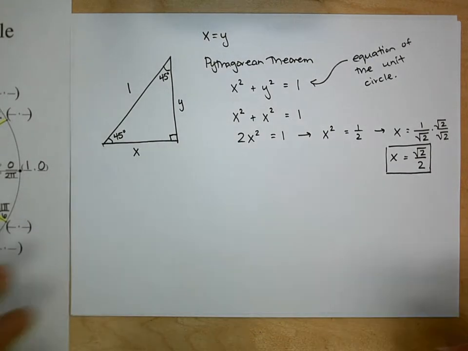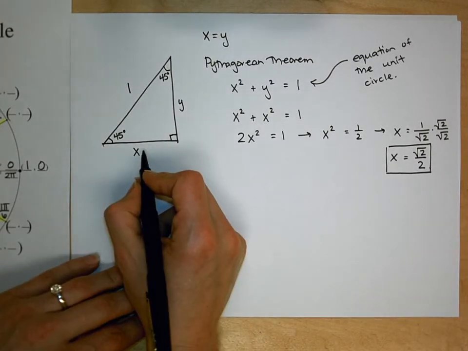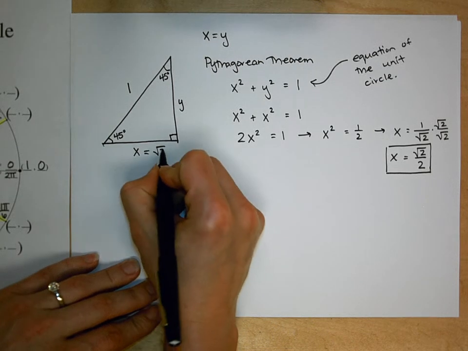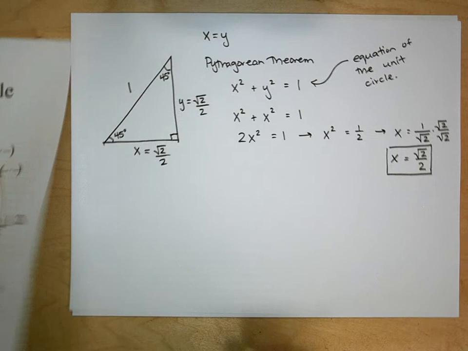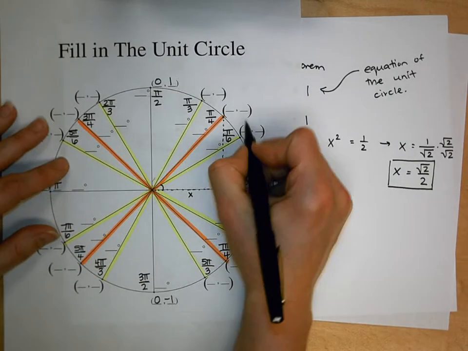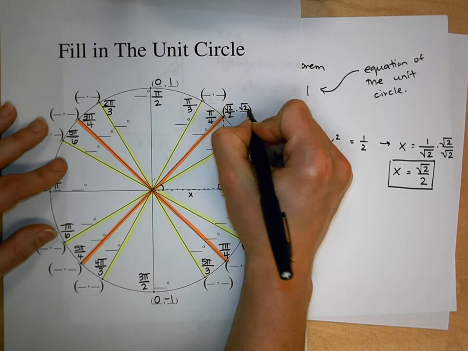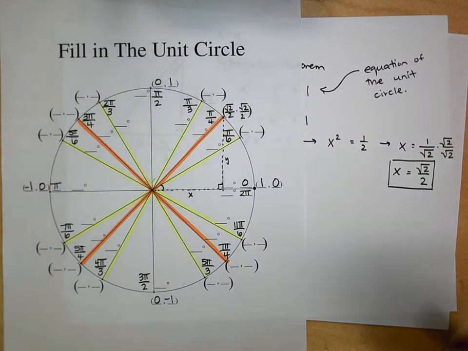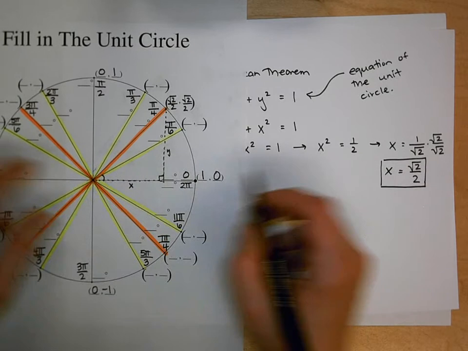Okay, so that tells me then that the x-coordinate here is the square root of 2 over 2, which means that the y-coordinate is also the square root of 2 over 2. So let's go ahead and label that point. So that was this one right here, root 2 over 2, root 2 over 2. Okay, all right, so from here, then let's figure out what the other one is.